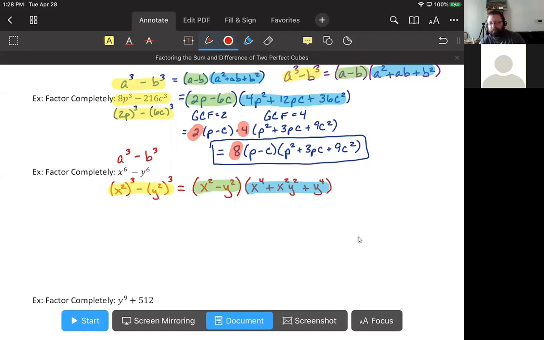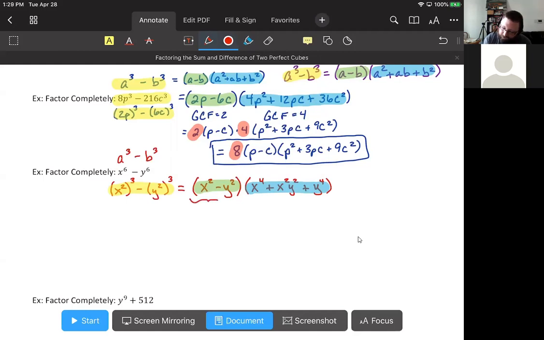Now, the trinomial is done. As I've said, it can't be factored again. At worst, if you missed a GCF, you'd be able to take a GCF out of there, but there's no GCF in that trinomial either. So the trinomial is done being factored.